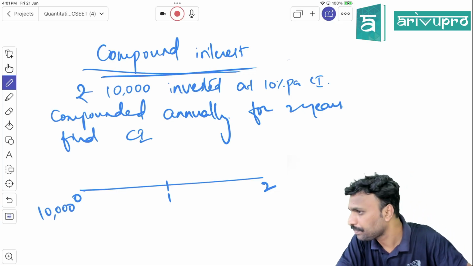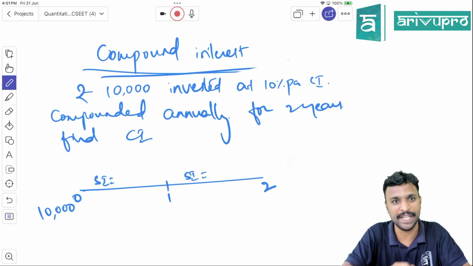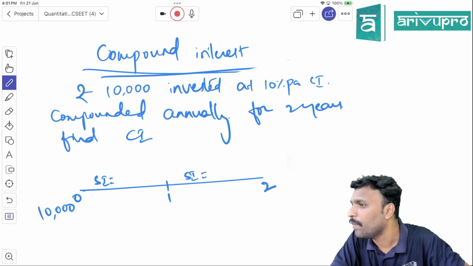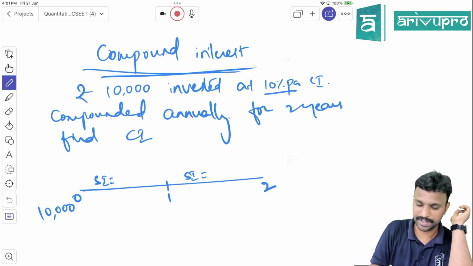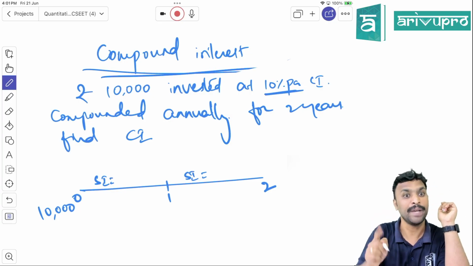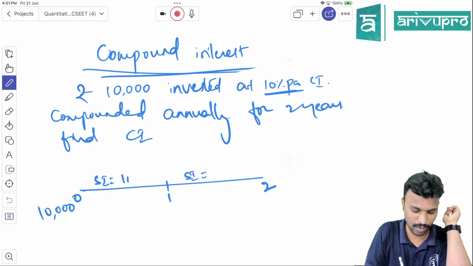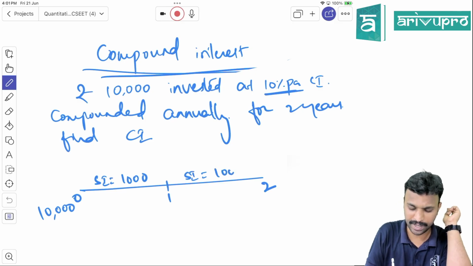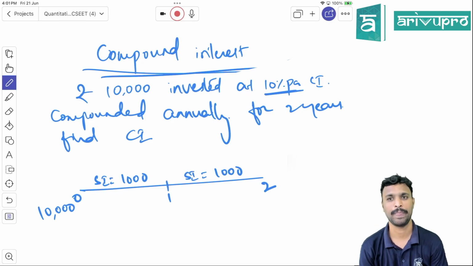10,000. On top of every year, you should be writing simple interest for each year. Will the principal change for the simple interest? No. So, what is the rate of interest? 10% for 1 year. 10% on what? 10,000. What is 10% on 10,000? 1,000. So, SI for 1 year is 1,000. What is SI for the second year? 1,000 only. Principal is not going to change for SI.